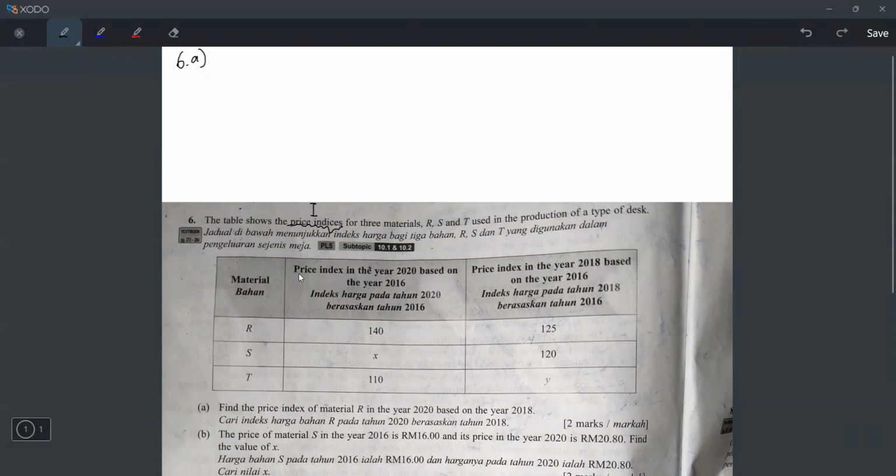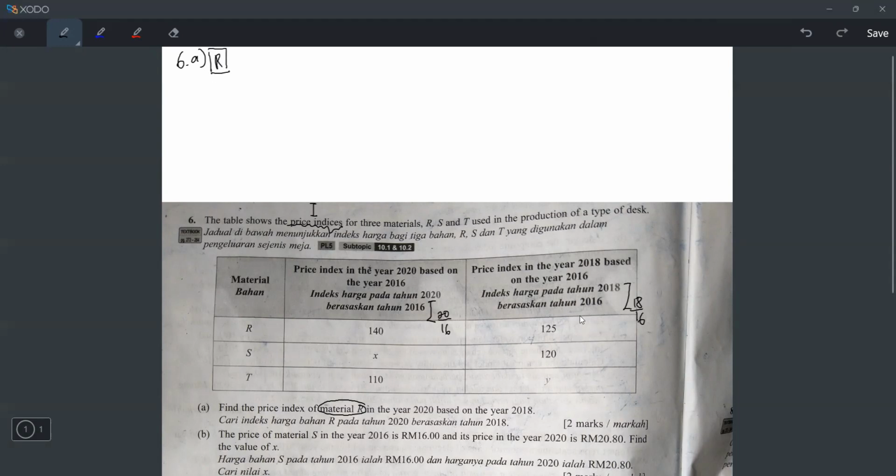Okay, let's see here. The first column, price index in the year 2020 based on 2016. Right away, I will label I for 2020 over 16. And this one will be what? Price index for 2018 over 2016. But I can see that this one is not given, this one also not given, right? So let's see A, they want to find what? Find the price index of material R. Oh, they mentioned R, so you don't go and take the average. R is what we want.